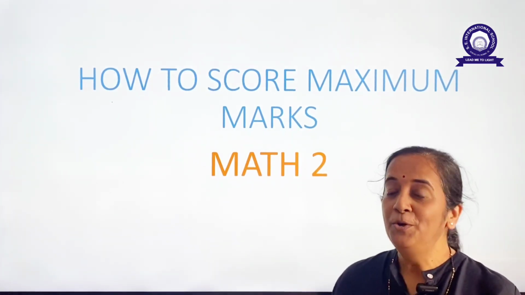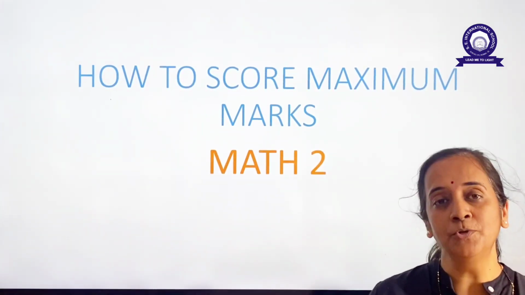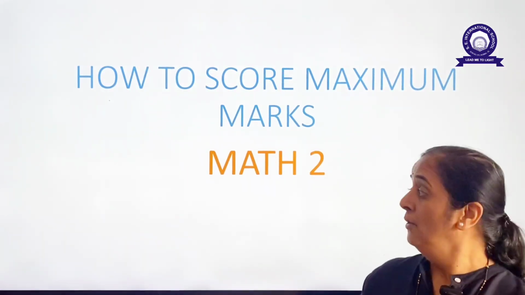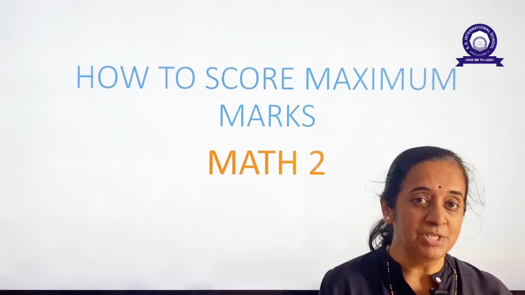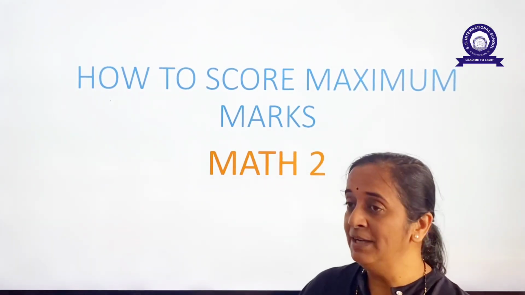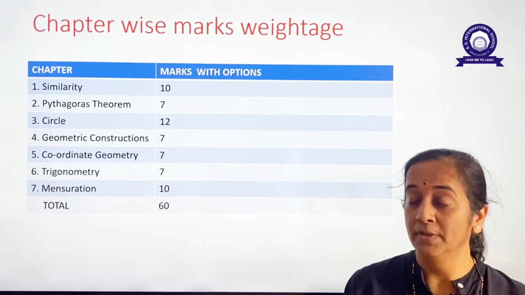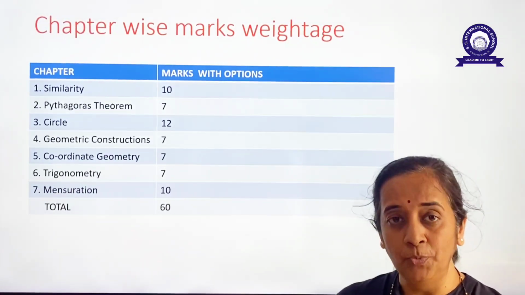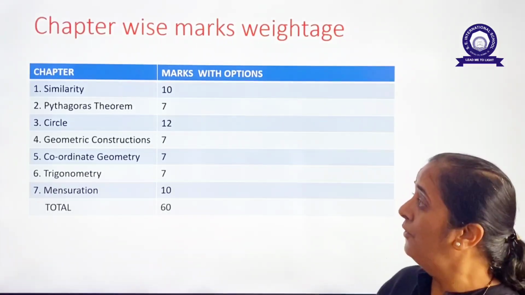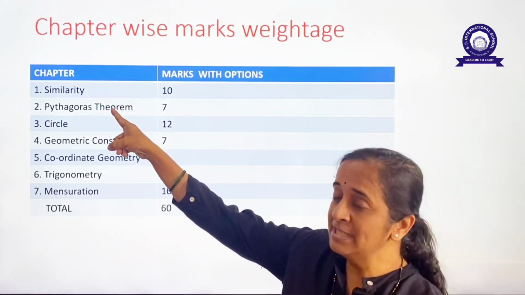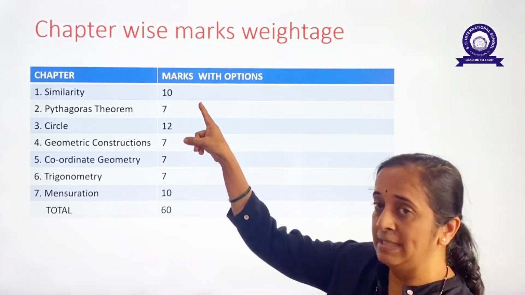Hello students, today we are going to discuss how to score maximum marks in your board exam paper of Maths 2, that means Geometry. Let's start with the chapter-wise weightage. As we know, in Maths 2 there are 7 chapters. For the first chapter, these marks are with options. For Similarity, the first chapter, 10 marks are there.